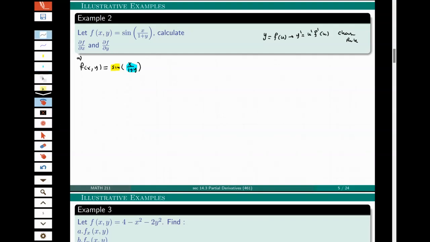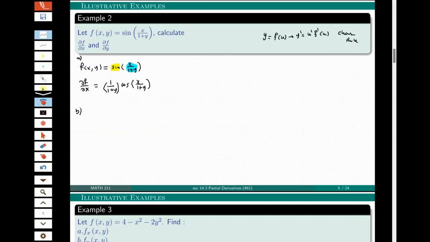So when I differentiate with respect to x, y will be constant. The derivative of sine is cosine of the angle. We don't change the angle as it is. It's not cosine x. It's cosine of the angle x over 1 plus y. Now differentiating with respect to x, the derivative of x is 1. So it will be 1 over 1 plus y because 1 plus y is constant. So the derivative with respect to x will be 1 over 1 plus y times that cosine.